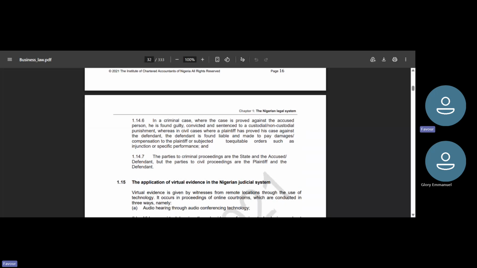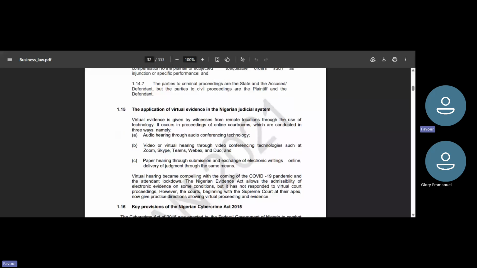Another difference is that the parties in criminal proceedings are the state and the accused defendant. Then for civil proceedings, they are the plaintiff and defendant. Like I said, when you hear state versus this, you know that this is a criminal case. But when you hear, okay, Edet versus Essien, you know that this is likely a civil case, because the former has the state and the accused, while these others have the plaintiff and the defendant, right?